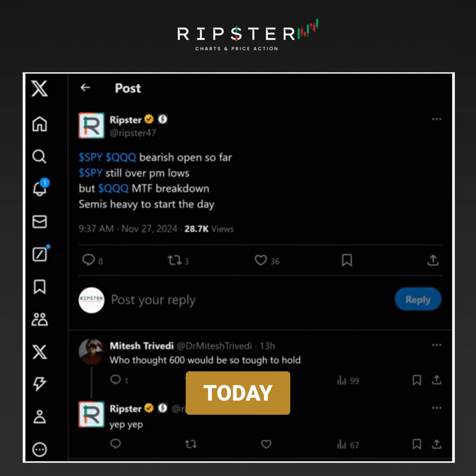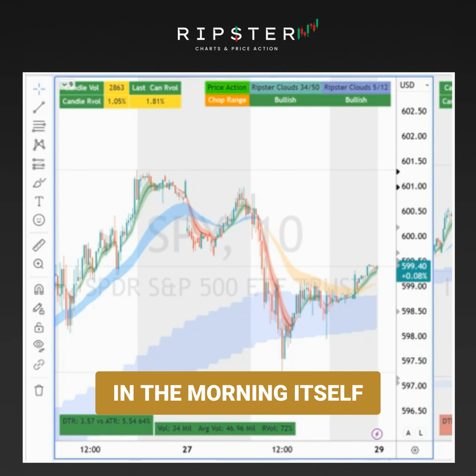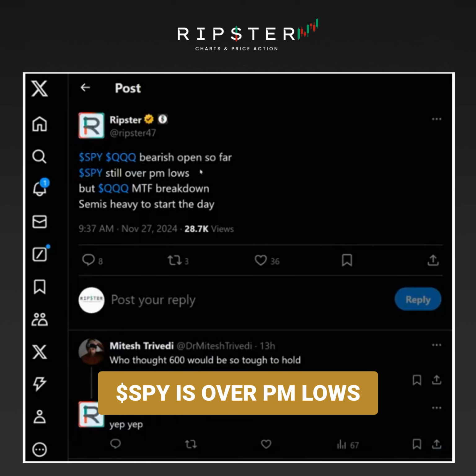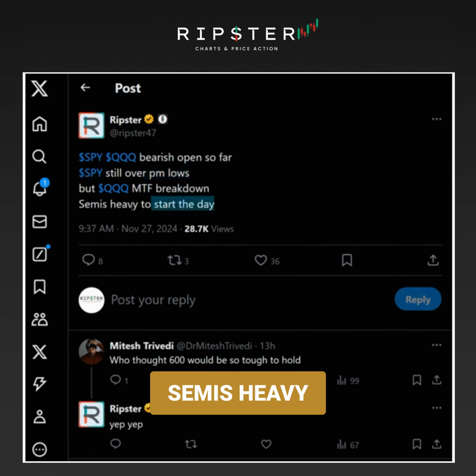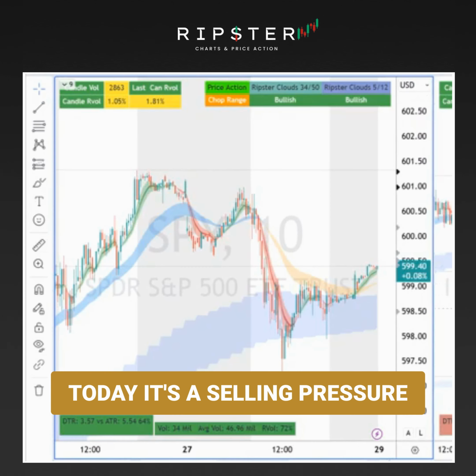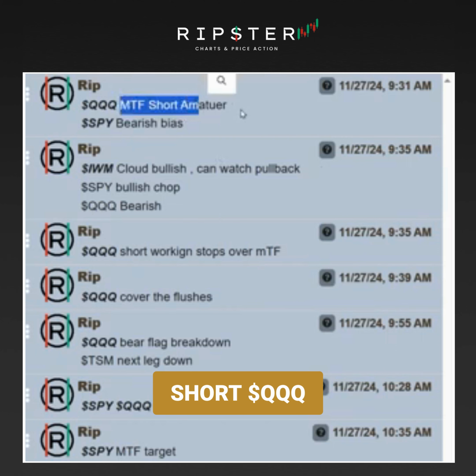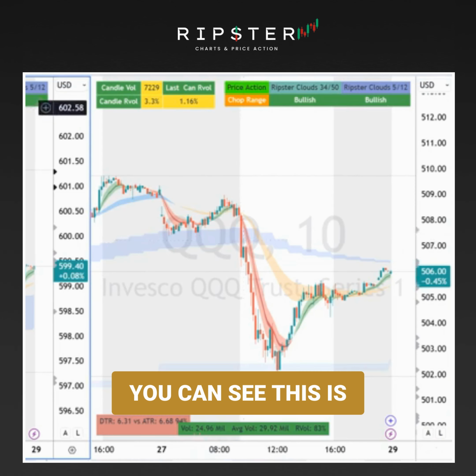So the market sold off today, and we saw that in the morning itself. SPY and QQQ were bearish, SPY was at over pre-market lows, and QQQ had an MTF breakdown, semis heavy. That means today it's selling pressure. Right away I told everybody to short QQQ's MTF. You can see this is a repeatable setup.